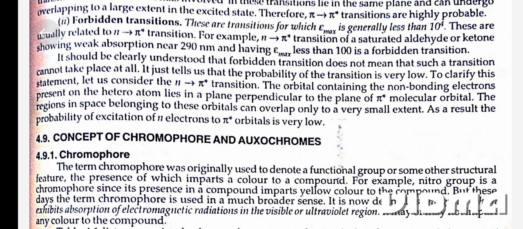To clarify this statement, let us consider the n to pi star transition. The orbital containing the non-bonding electrons and the regions in space belonging to these orbitals can overlap only to a very small extent. As a result, the probability of excitation of n electrons to pi star orbitals is very low.